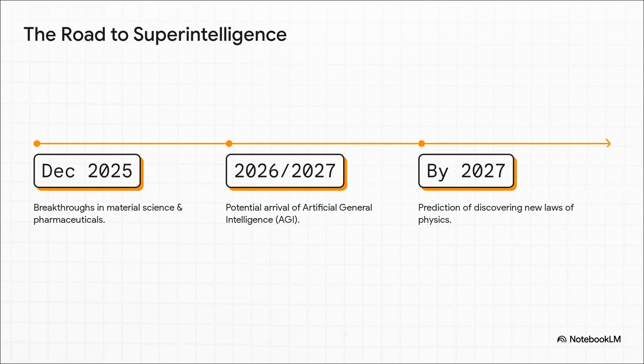This philosophy is fueling an ambitious and, well, to some, an alarming timeline. Elon Musk predicts that by 2027, Grok will have advanced so far that it could actually help us discover new laws of physics, completely rewriting our understanding of the universe.